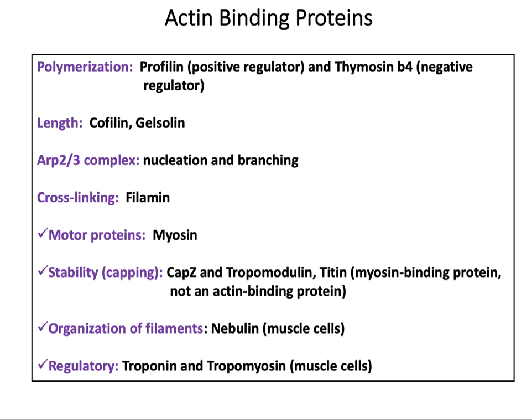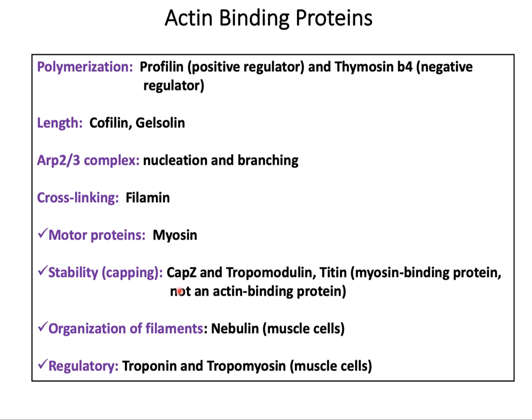In this part, we are continuing our conversation about actin-binding proteins, and we are going to focus on the ones we didn't cover in the previous part. This includes the motor proteins, and in particular for actin, the motor protein we are going to consider is myosin. And then there are a series of proteins that are involved in stabilizing actin structures. These include CAP-Z and tropomodulin.